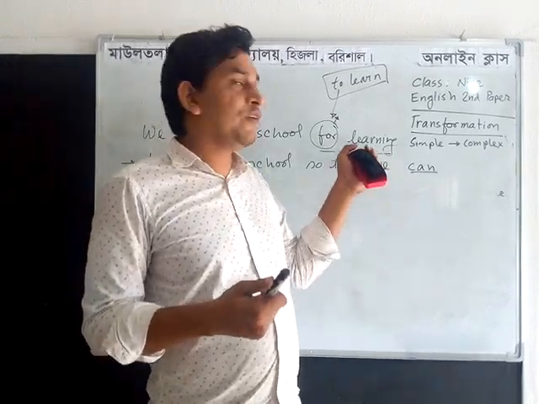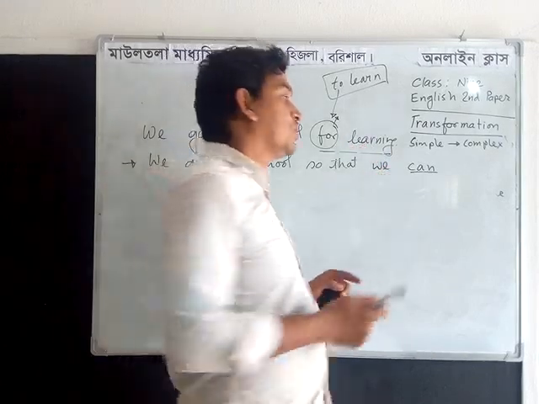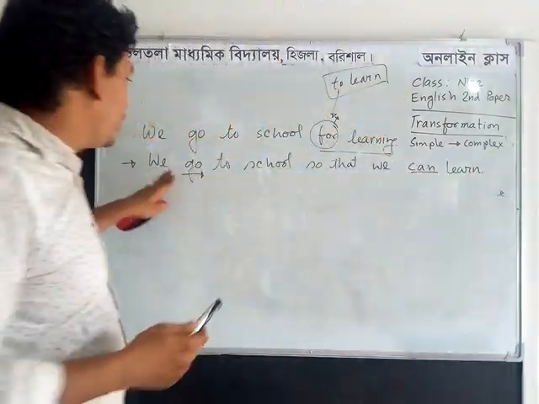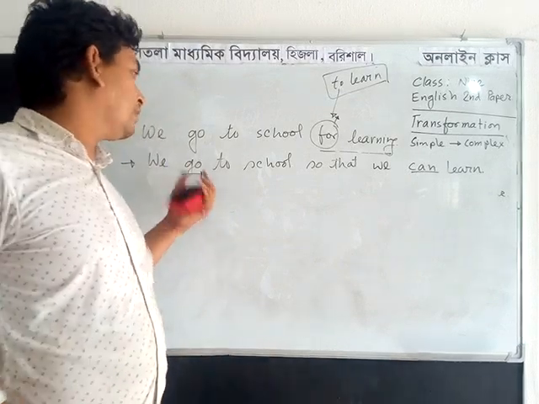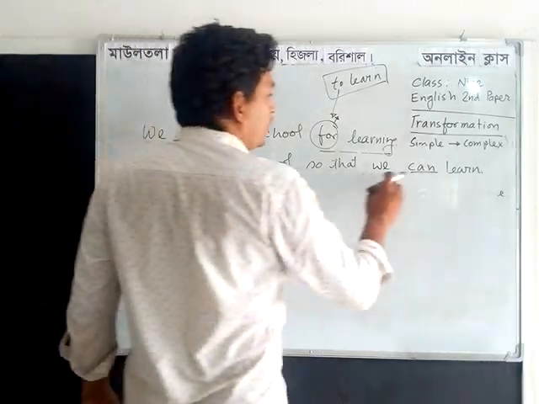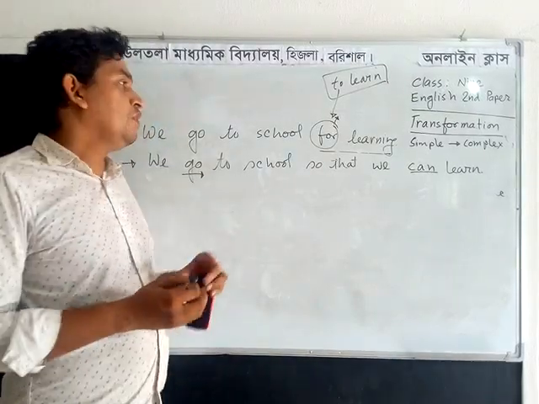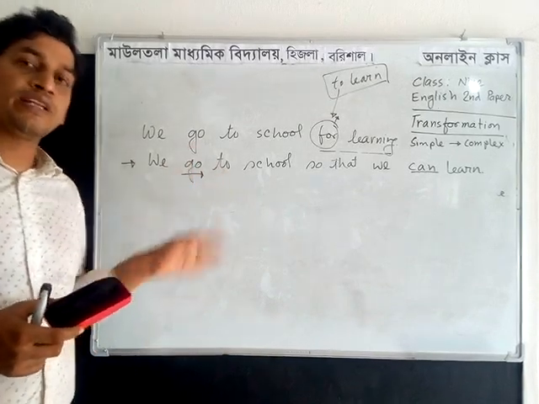What is the base form of learning? The base form of learning is learn. That means we have to write here learn. So we can write learn. The answer is that we go to school so that we can learn. That means our purpose of going to school is to learn. So I think this is clear to you. Let's enjoy another example.